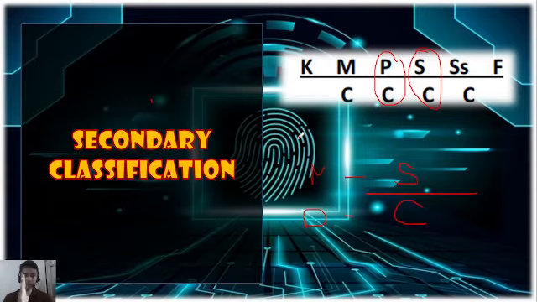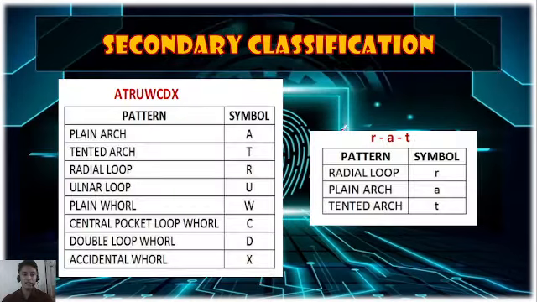Pero sa atin ngayon dito sa secondary classification, automatically the numerator will be the right index finger. The fingerprints found in the right hand will automatically be the numerator, and the left hand will automatically be the denominator. Yun po yung pagkakaiba ng numerator at denominator sa primary classification. Now we are going to find out the secondary classification.